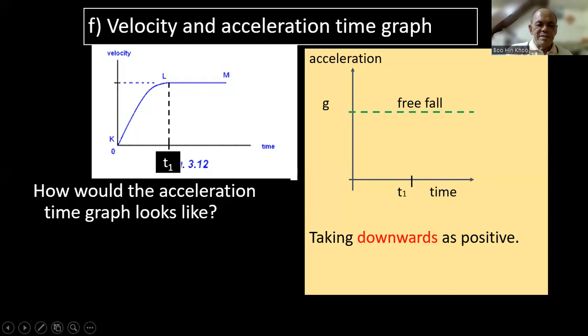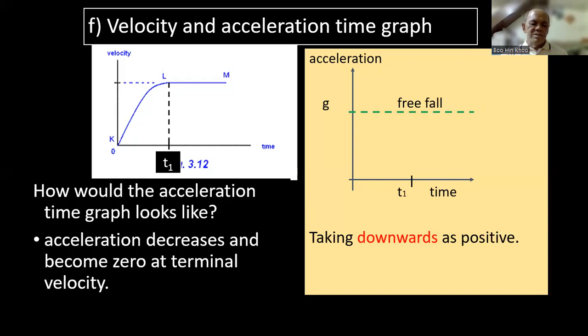Right, so we just summarize what we have learned. Velocity and acceleration time graph. How would the acceleration time graph look like? This is a velocity time graph where air resistance is not negligible. This is for uniform acceleration, taking downwards as positive. So acceleration decreases to 0. Right? The air resistance is not negligible.